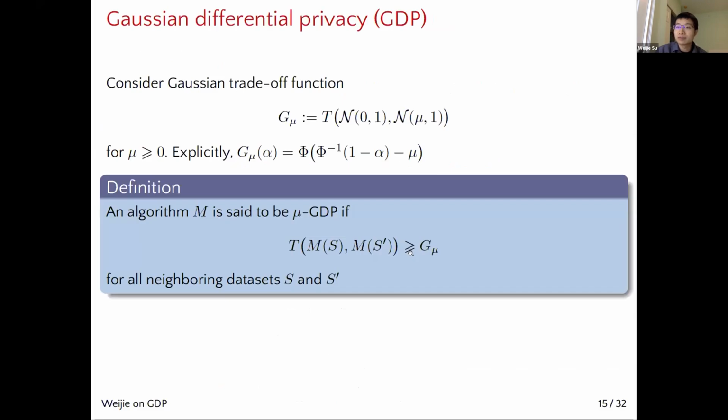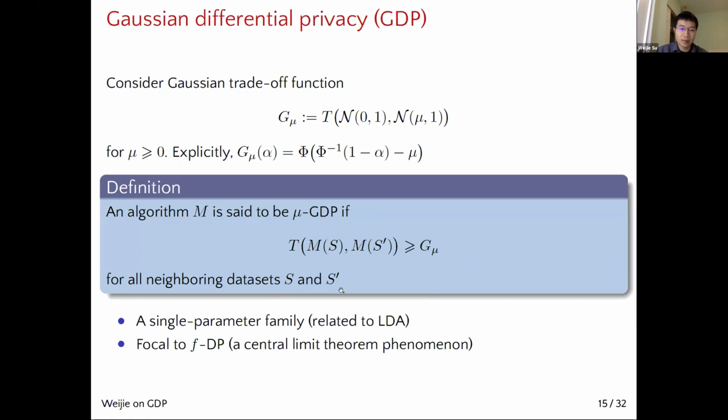So now let's focus our attention on a special case of f-differential privacy. This is the so-called Gaussian differential privacy, the title of this talk. In Gaussian differential privacy, the f function is simply the trade-off function between two normal distributions, the standard normal and a standard normal with mean shift mu. This trade-off function actually admits a closed-form expression, where Phi is the CDF of the standard normal. And so we define an algorithm to be mu-GDP if its trade-off function is always larger than or equal to this trade-off function, at any level between 0 and 1, for any neighboring data sets.